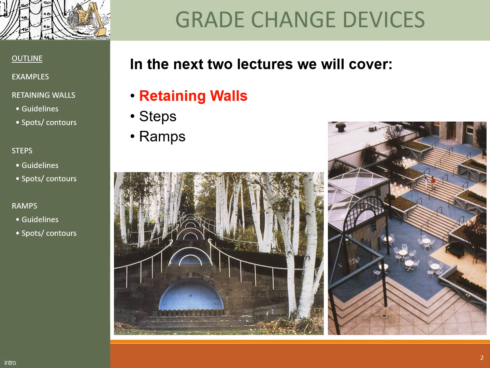So these three are major types of grade change devices. In an outdoor environment, when you have significant elevation changes that are too difficult or unsafe to be accommodated with slopes, these grade change devices will come into play. We'll break this lecture down into multiple parts. In the first part, we'll introduce retaining walls.